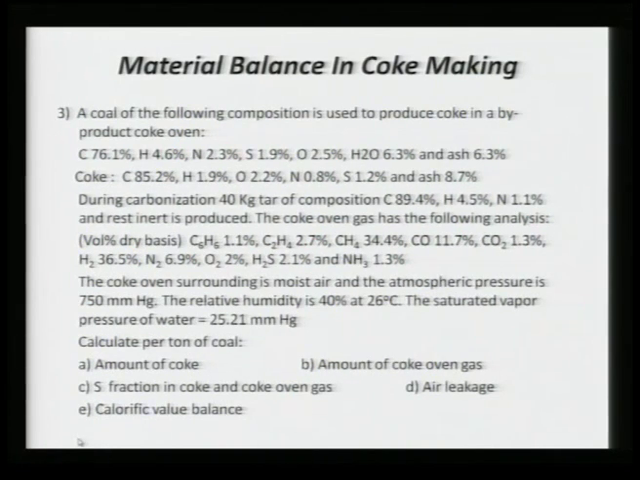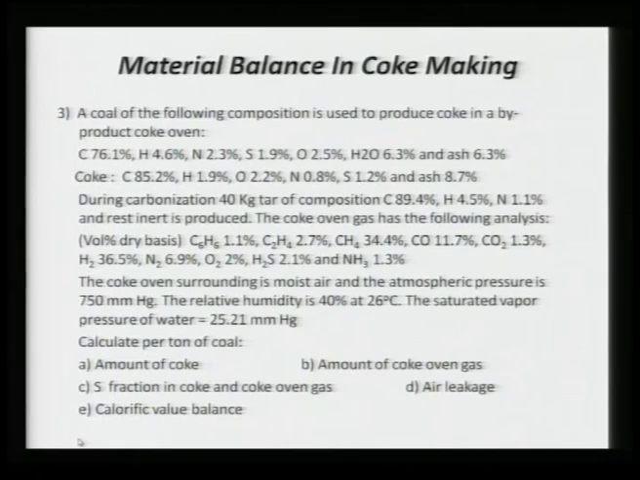So, here you have to calculate the amount of coke oven gas, coke, fraction of sulfur and so on, air leakage and calorific value balance. That means the input of the calorie and output of the calorie, which is typical of a heat balance also. In this particular problem, what should hit your mind is that because the coke oven is surrounded by moist air, air leakage is possible.